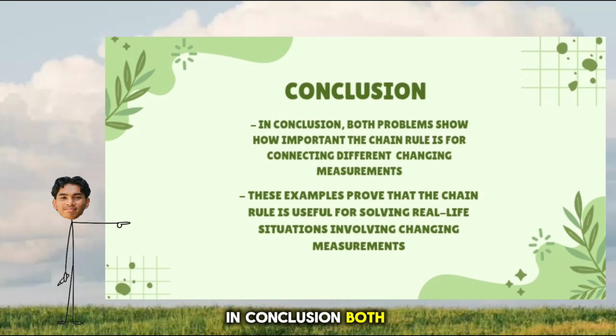In conclusion, this problem shows how important the chain rule is for connecting different changing measurements. This example proves that the chain rule is useful for solving real-life situations involving changing measurements.